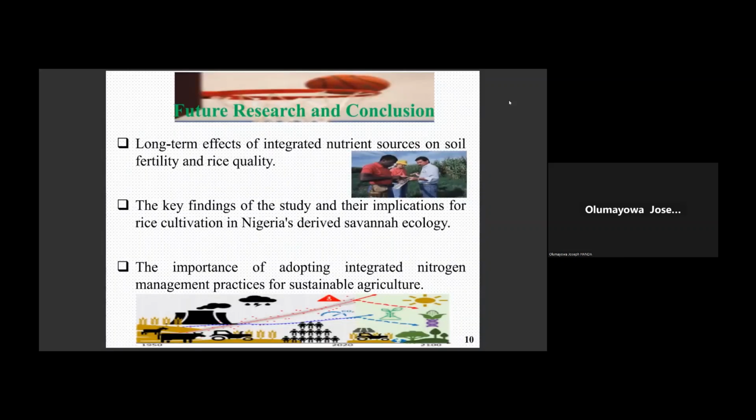Change on sustainable development goals. So it's being tackled and there is a balance for sustainable practices in rice production in Nigeria.